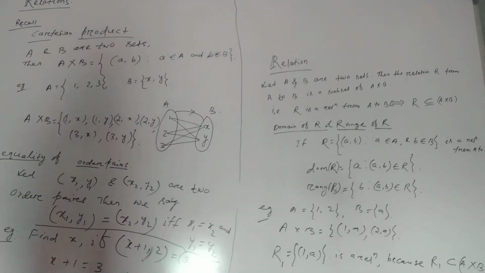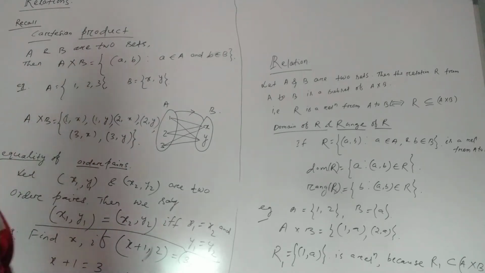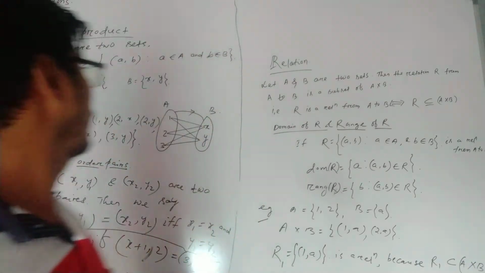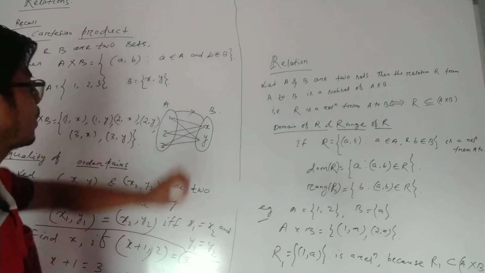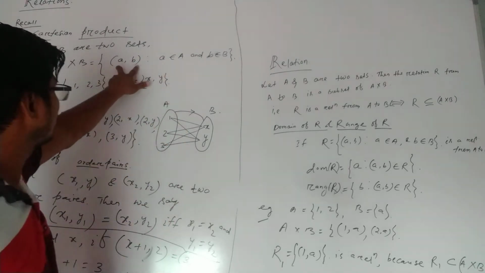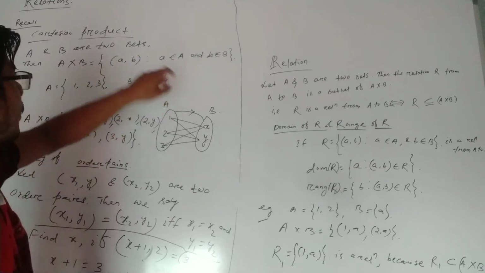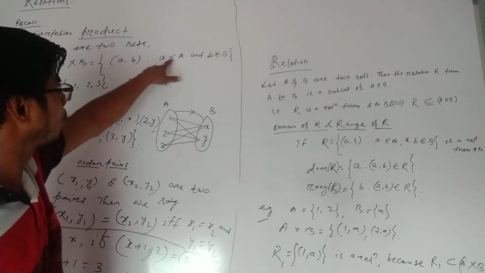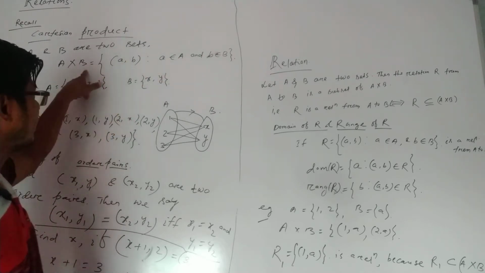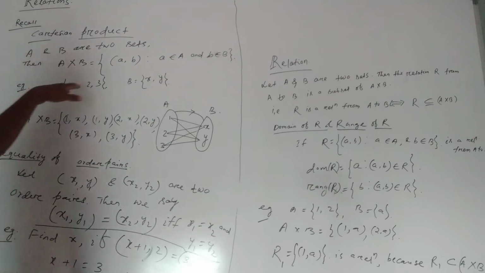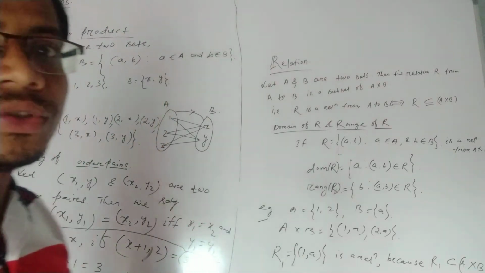Cartesian product: A and B are two sets, and then A cross B is a collection of all ordered pairs, where the first component belongs to the first set A and the second component belongs to the second set B. Then the collection of these ordered pairs is called the Cartesian product of the two sets.